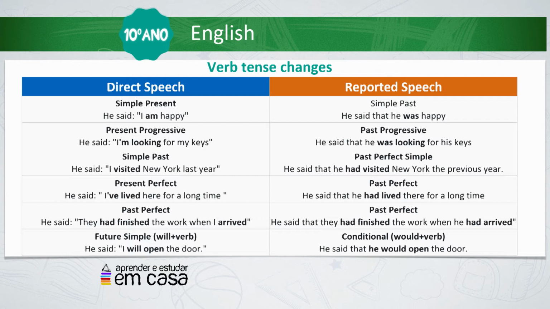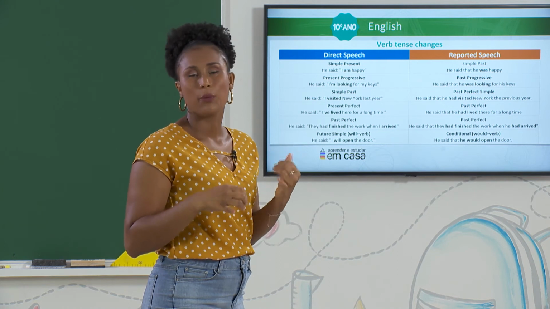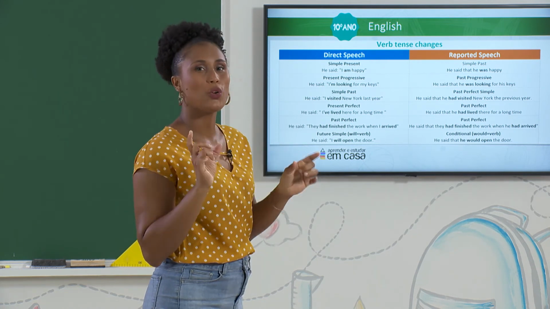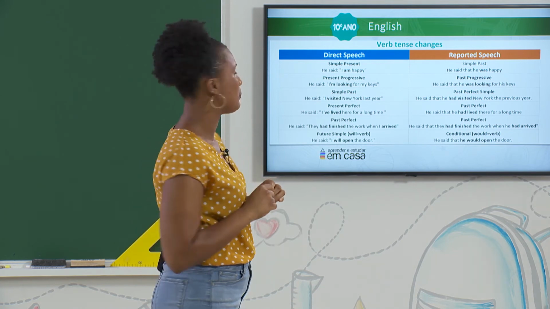When we have past simple in direct speech, for reported speech we have past perfect simple, and we saw past perfect simple before. For example, he said, I visited New York last year. Reported speech, he said that he had visited New York the previous year. Notice that here we have the verb tense changes and some place and pronoun change as well. But then we are going to see the pronoun and the time and place changes as well.